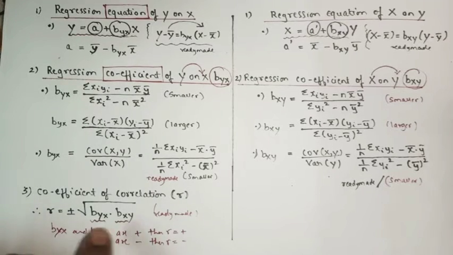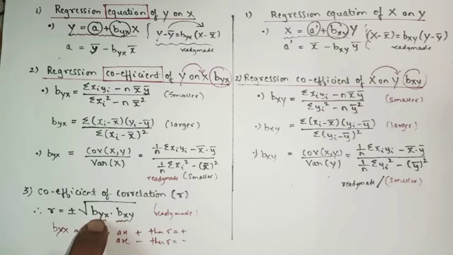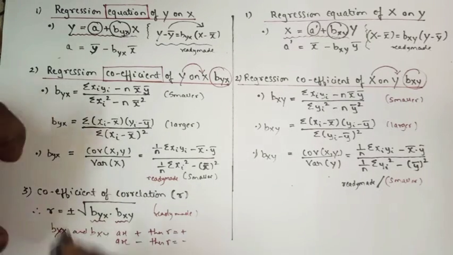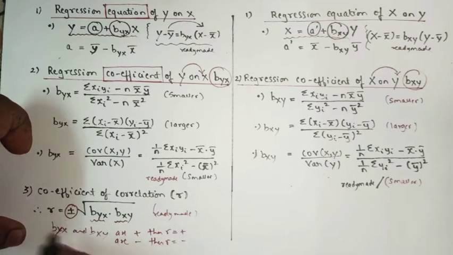As per the rule, the value of byx and bxy, the symbol should be the same. Either both should be positive, or both should be negative. It cannot happen that the value of byx is negative and the other part is positive, or vice versa. If you are getting a result like this, straight away you have to think that your calculation is wrong, your sum is wrong, because this plus or minus means that r will be either positive or negative.